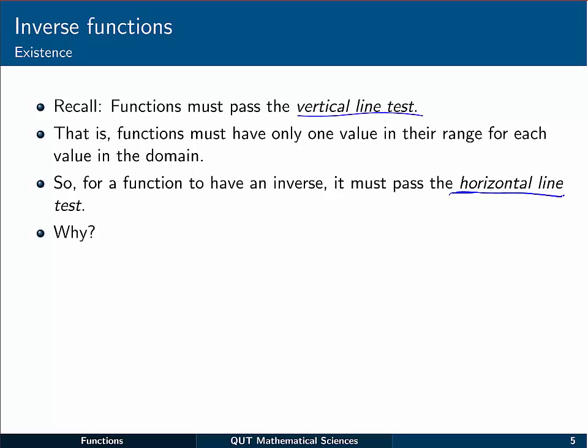Have a think about this for yourself for a moment. This is one way to check if we can get an inverse, but think about it. Why is that the case? Why do we need it to pass a horizontal line test?